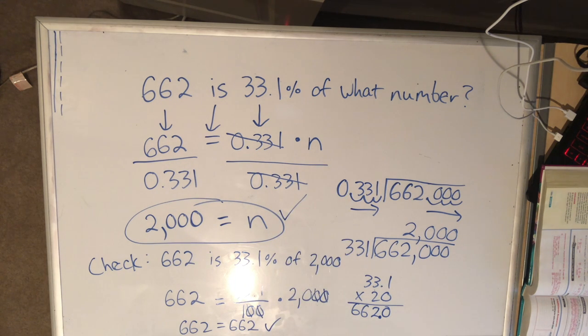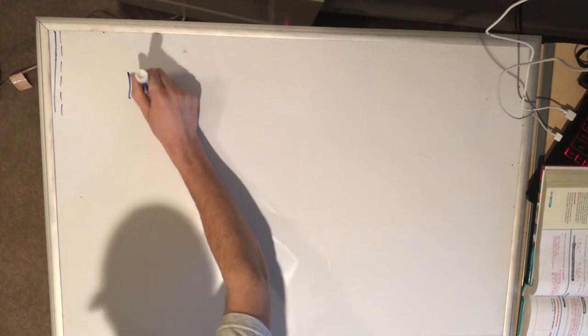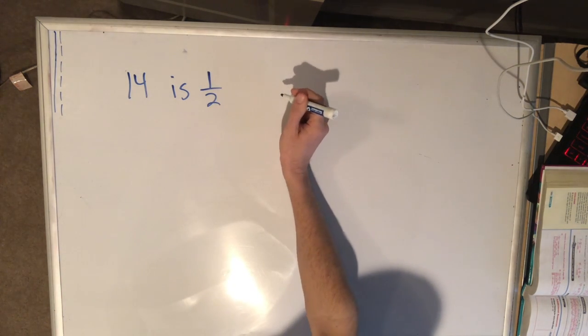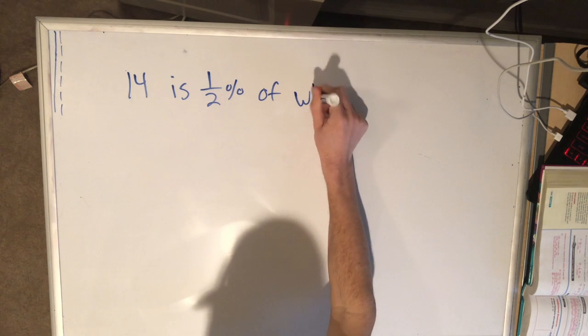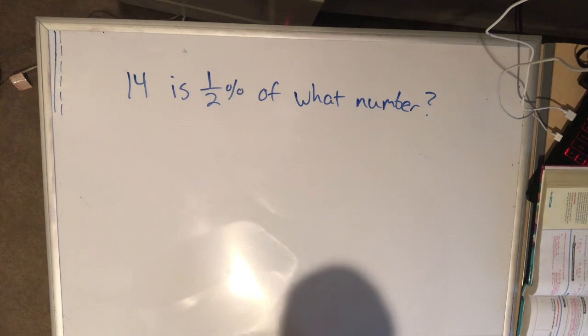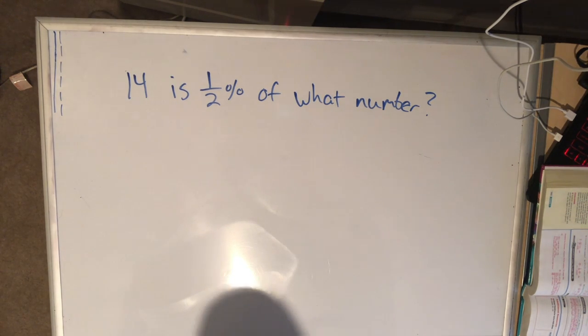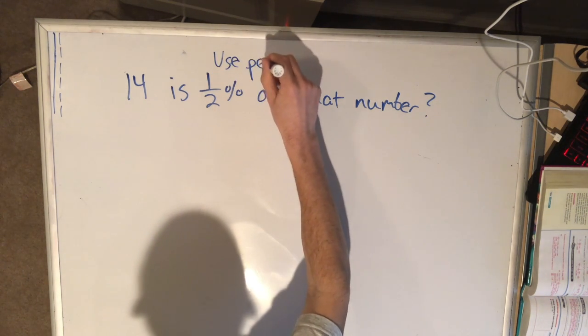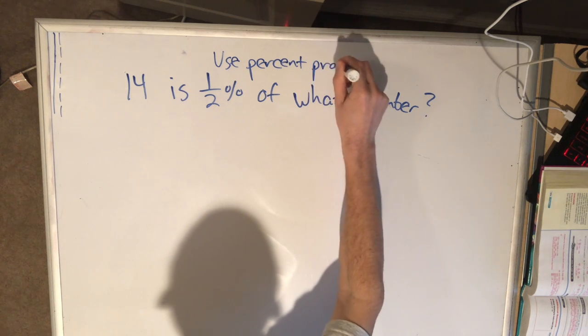Now let's look at example 3. Use a percent proportion to solve for the original number instead of using the percent formula. So 14 is 1/2% of what number? So this time we're using the percent proportion method, not the percent formula method that we used in the first 2 example problems. Use percent proportion method.